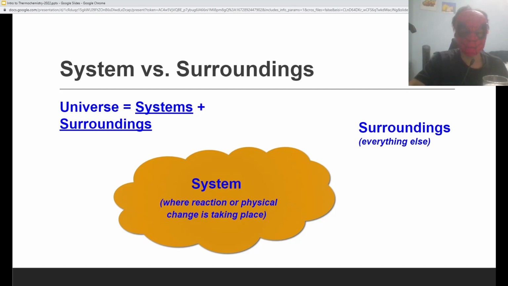The surroundings are everything else in the universe that is not part of the system. The surroundings can include the container that holds the system, the air in the room, and any other substances that are not part of the system.